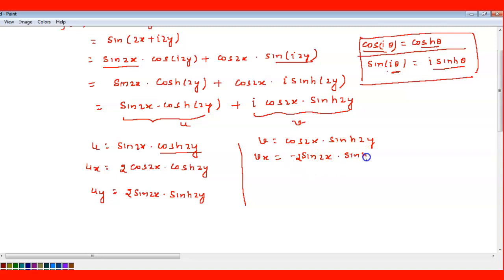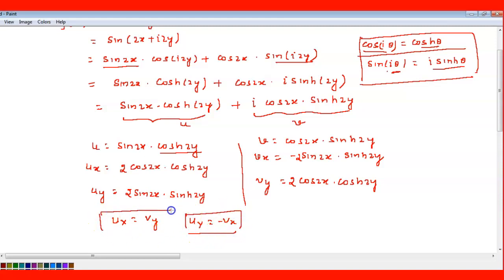And sine h of 2y as it is only. And v of y, if you do it, this one cos of 2x as it is only, and this one sine differentiation is cos h of 2y into 2. Any doubt in this? So you can see here u of x is equal to v of y, and u of y is equal to minus v of x. This condition holds, right? So this f of z is equal to sine of 2z, which was given, is analytic. Getting here?